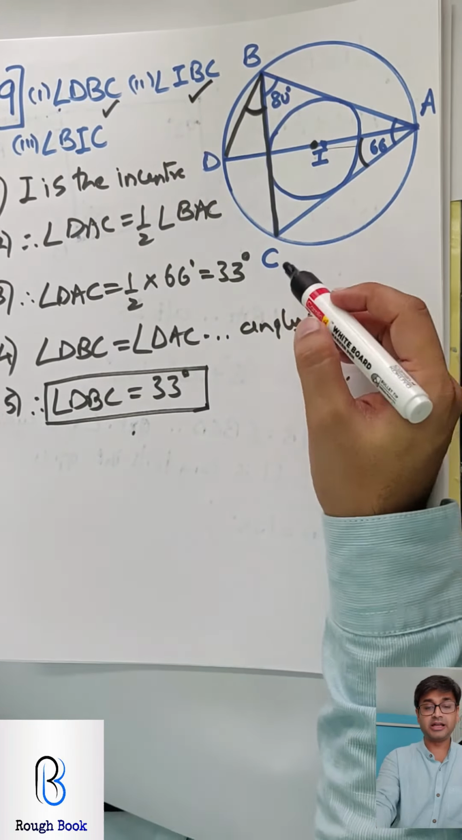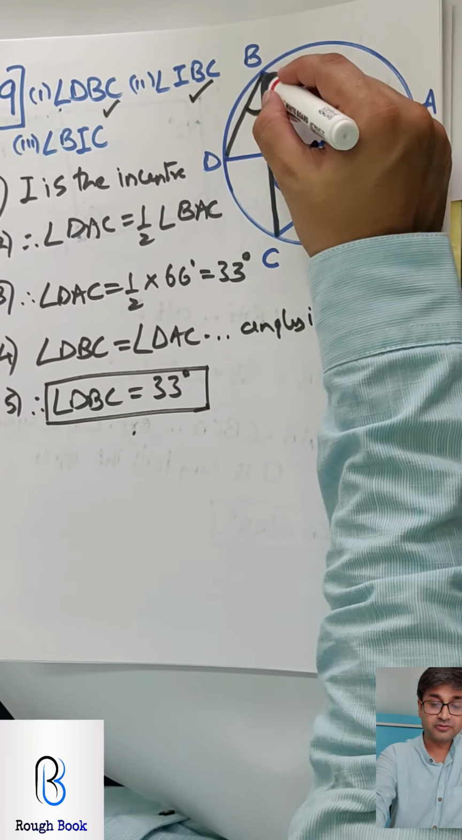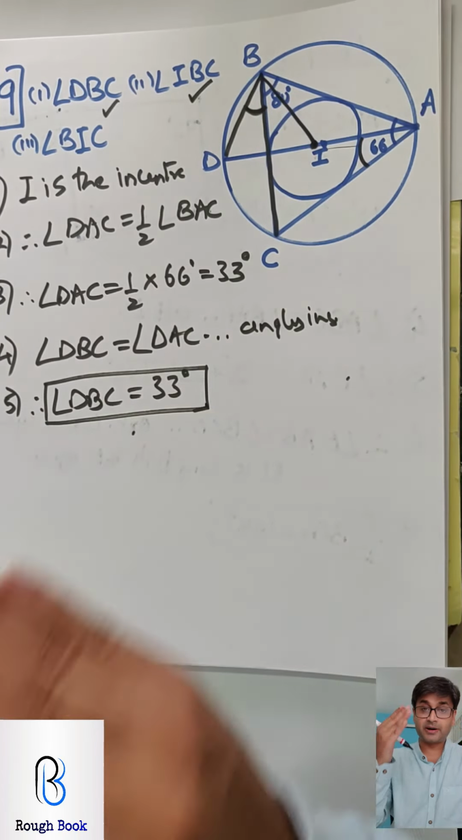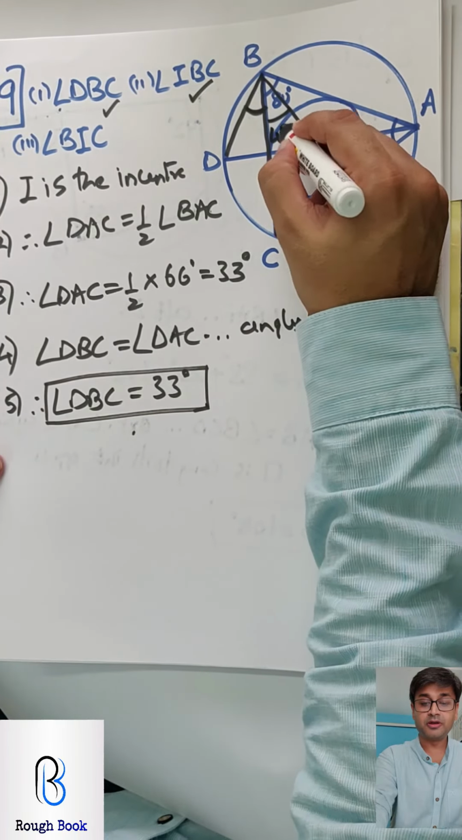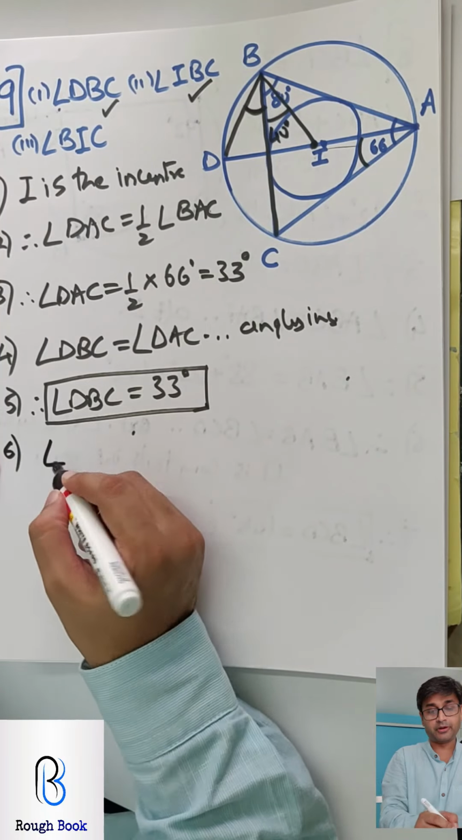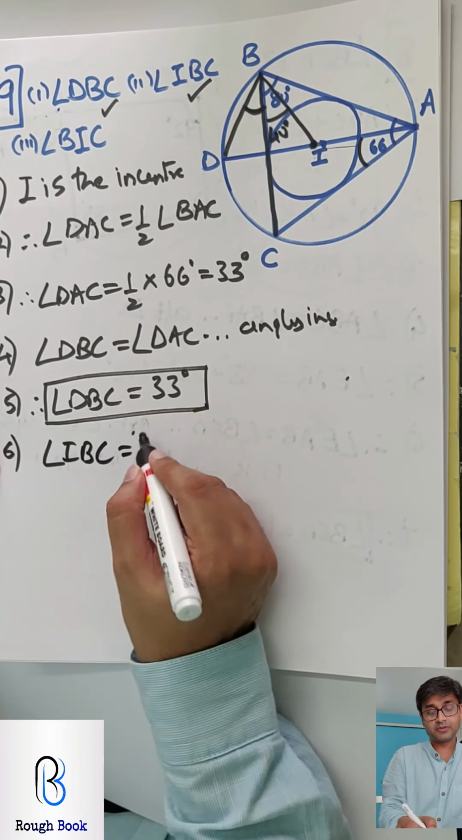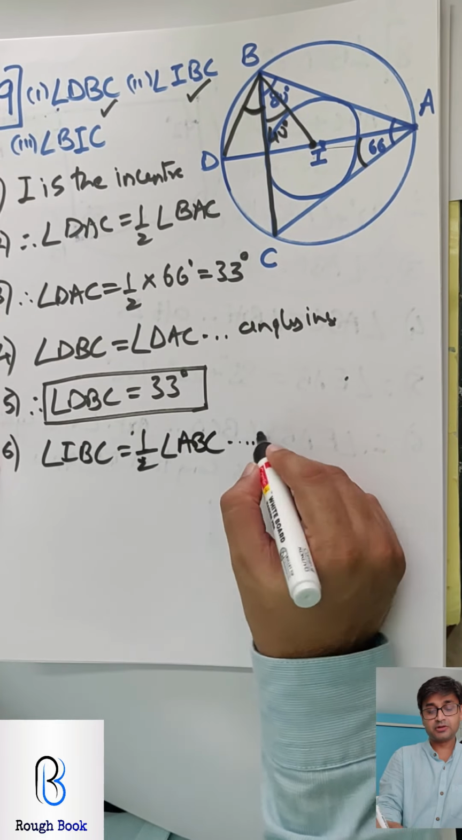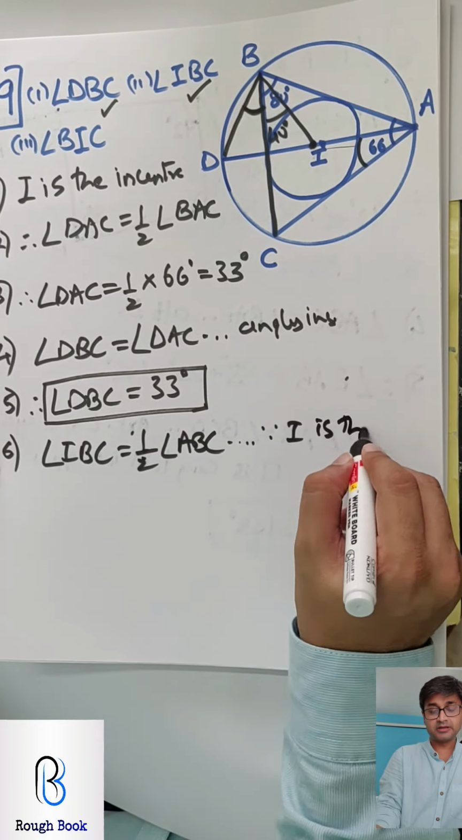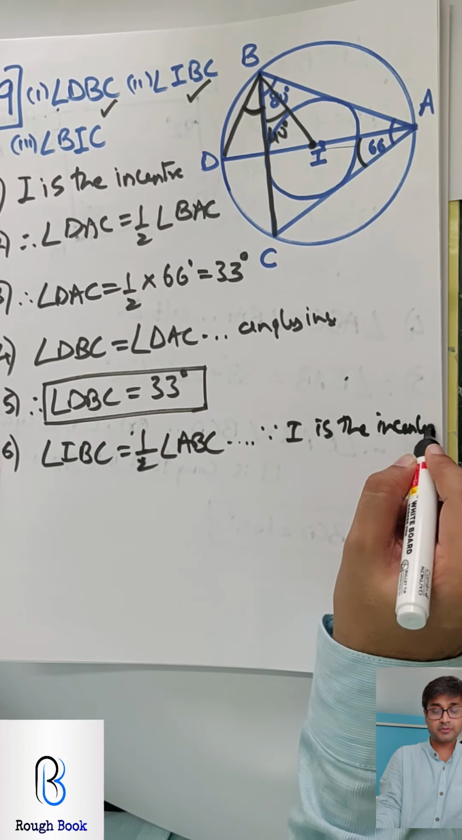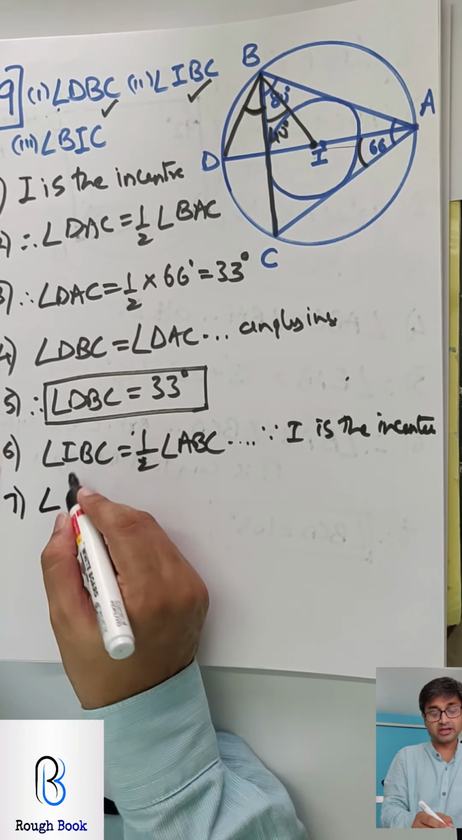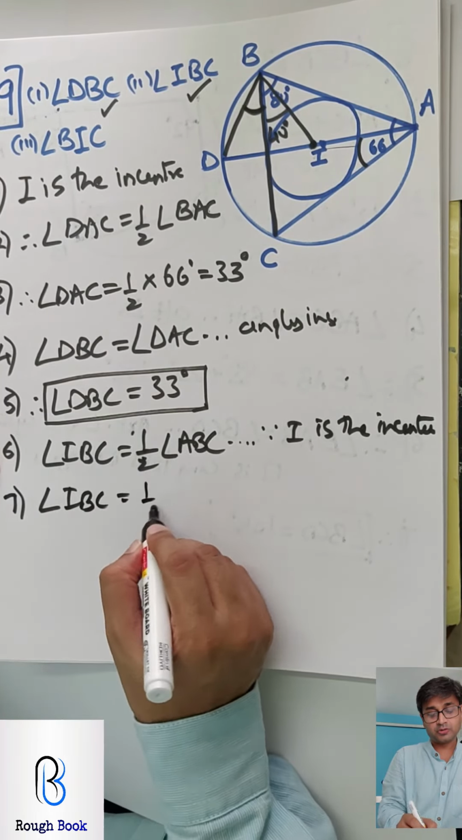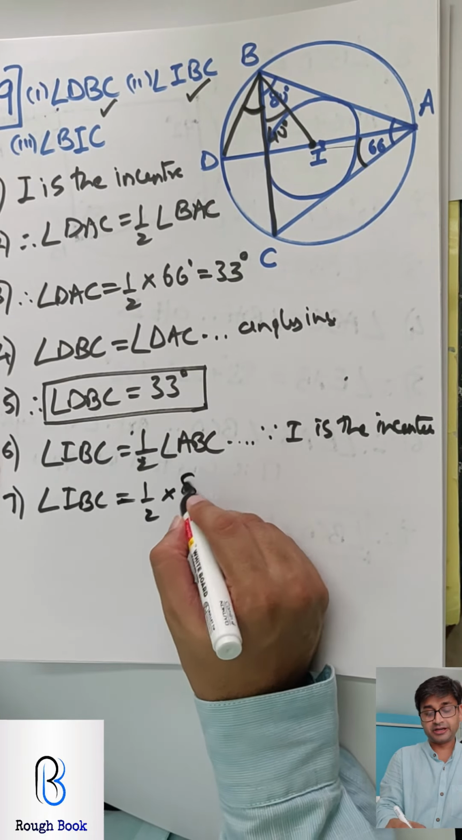Now for the next one, IBC. IBC is over here. So BI is also the bisector. So obviously this is going to be 40. So that's very simple. So IBC equals half of ABC. You can say since I is the incenter, and we shall manage to get the next one, IBC, which will be half of 80.